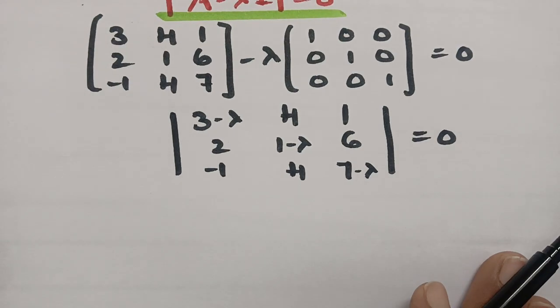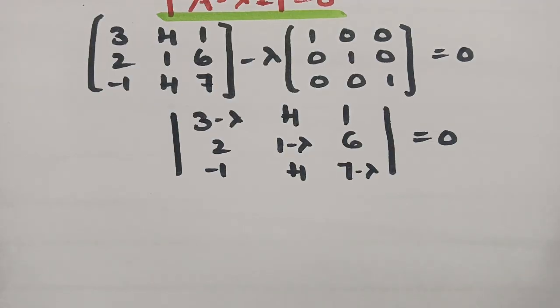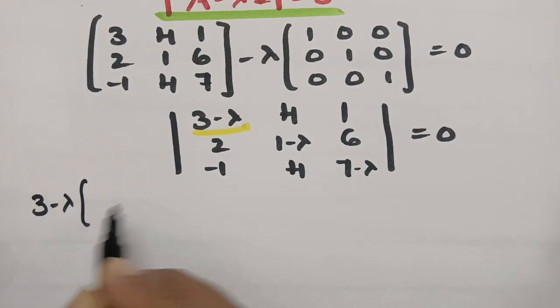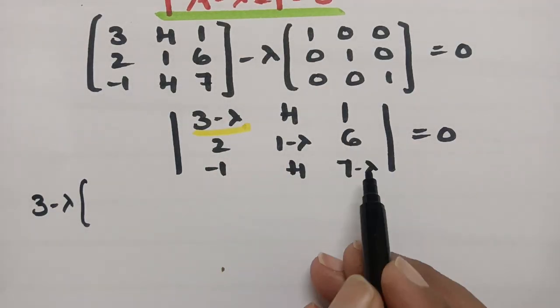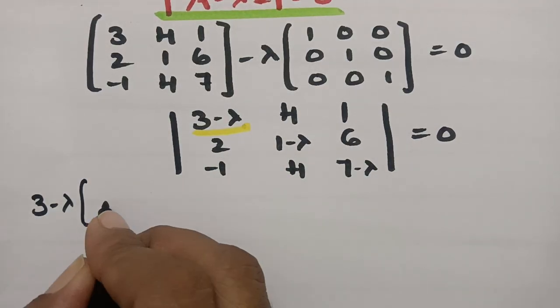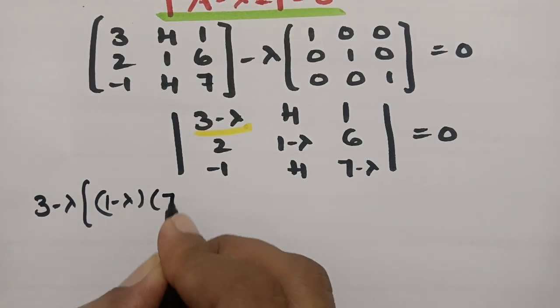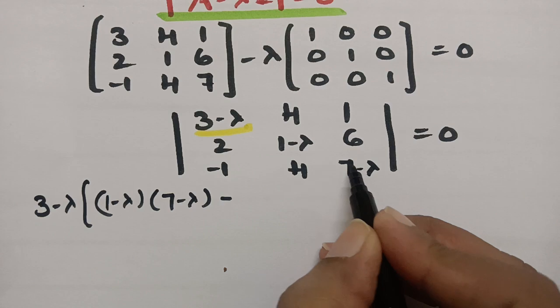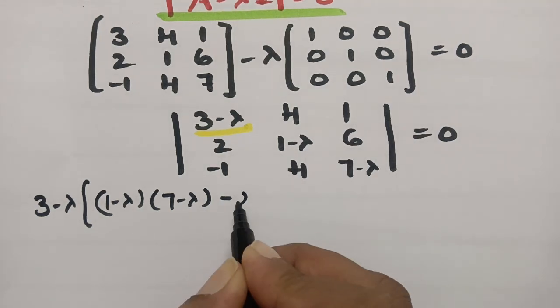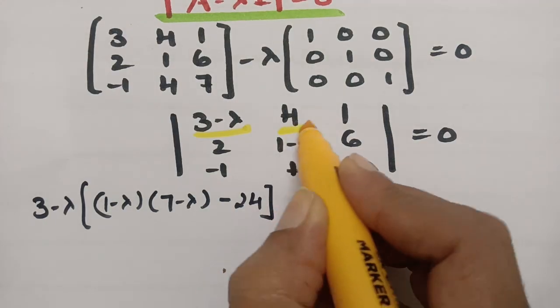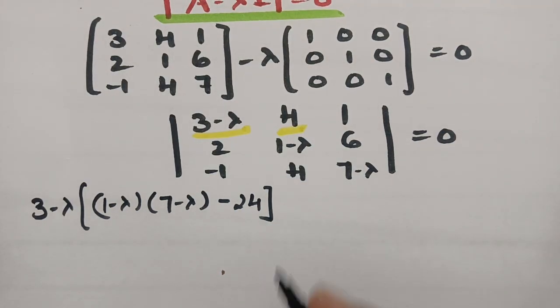Now I have to find out the determinant for this. For finding the determinant, see here, first of all I have taken 3 minus lambda. If 3 minus lambda is taken, I have to close this row as well as column and I have to multiply these two. That is (1 minus lambda) into (7 minus lambda) minus 24. And the next thing here is 4. So I have to take minus sign for this.